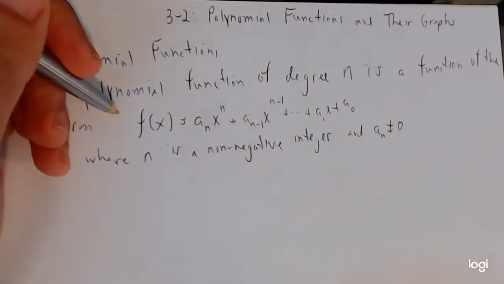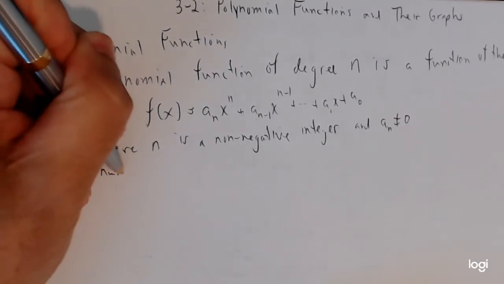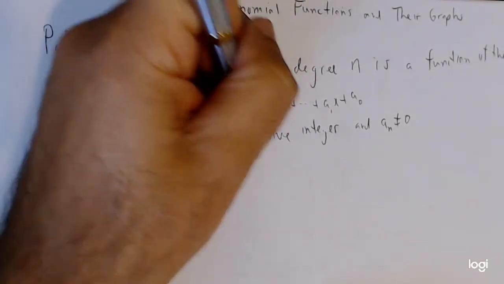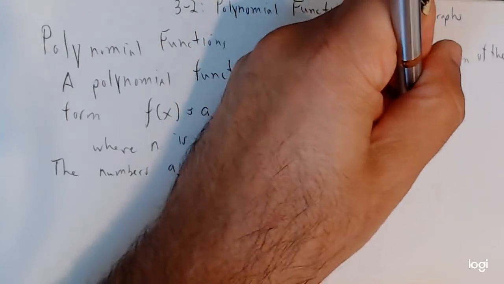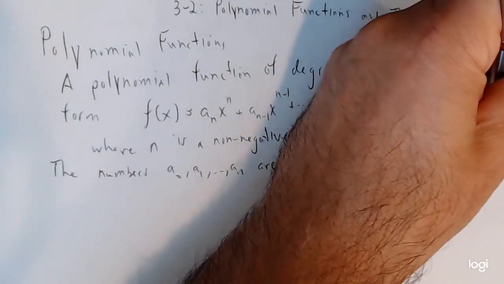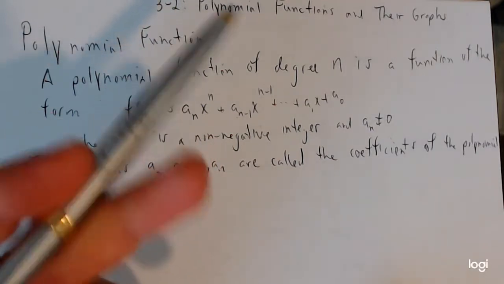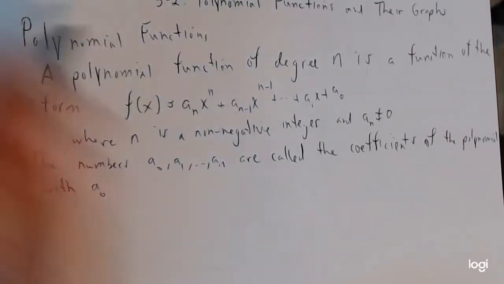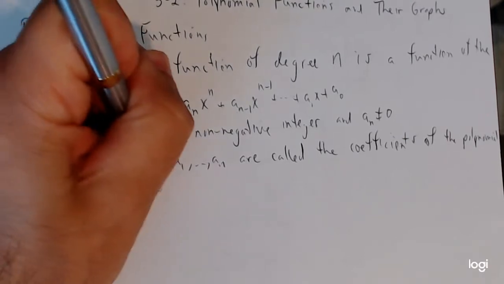So let's also talk about the numbers a sub n minus 1. I just mentioned it, but let's put it in our notes. So the numbers a sub 0, a sub 1, all the way to a sub n, these are called the coefficients of the polynomial. Okay, so those are the coefficients of the polynomial, which are just the constants in front of your variables, with a sub 0, which is this guy. And notice how that doesn't have a variable, right, because it doesn't have an x, which is known as the constant coefficient.